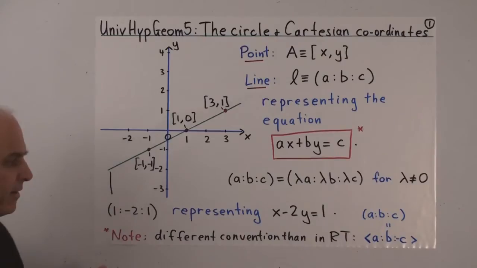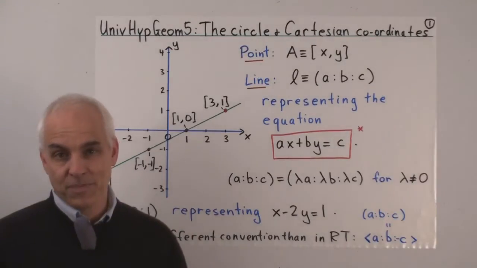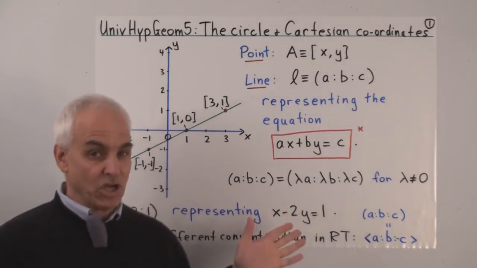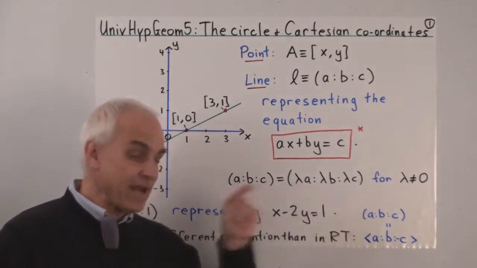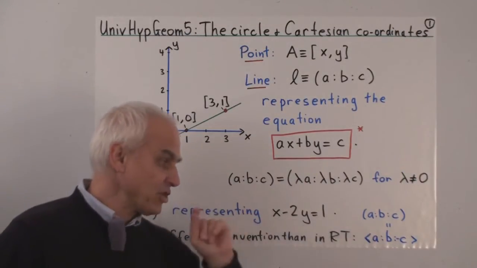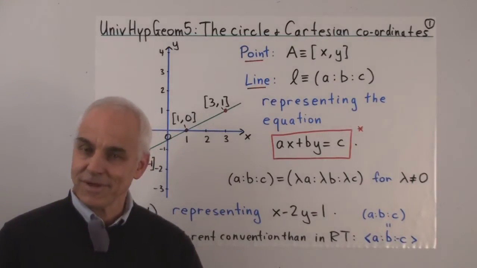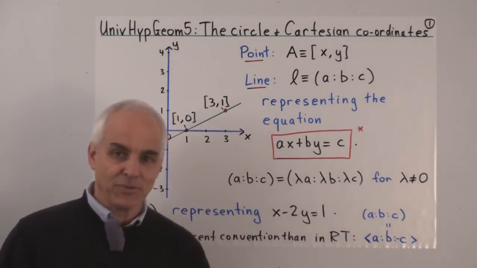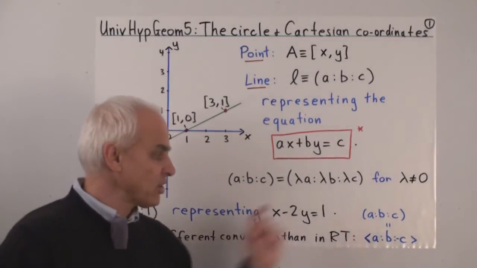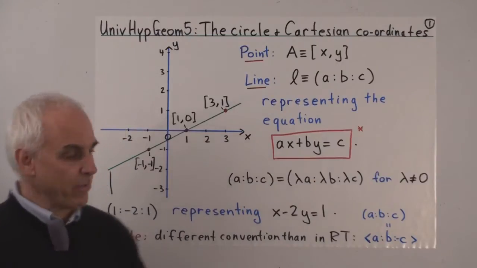You might ask, well, why am I using this new convention? The reason is because we're dealing with a new geometry here. This is going to be hyperbolic geometry, and this convention is exactly suited to hyperbolic geometry, while the other convention works best for Euclidean geometry. Okay, so it's not that one of them's right or one of them's wrong. We're going to use this convention for hyperbolic geometry and the pointed brackets one for Euclidean geometry.